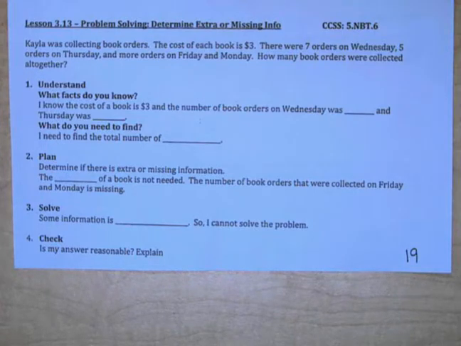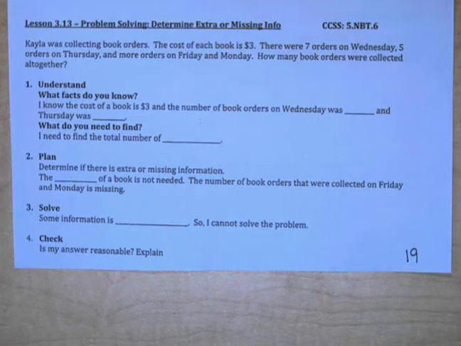For example 1, it says Kayla was collecting book orders. The cost of each book is $3. There were 7 orders on Wednesday, 5 orders on Thursday, and more orders on Friday and Monday. How many books were collected altogether?